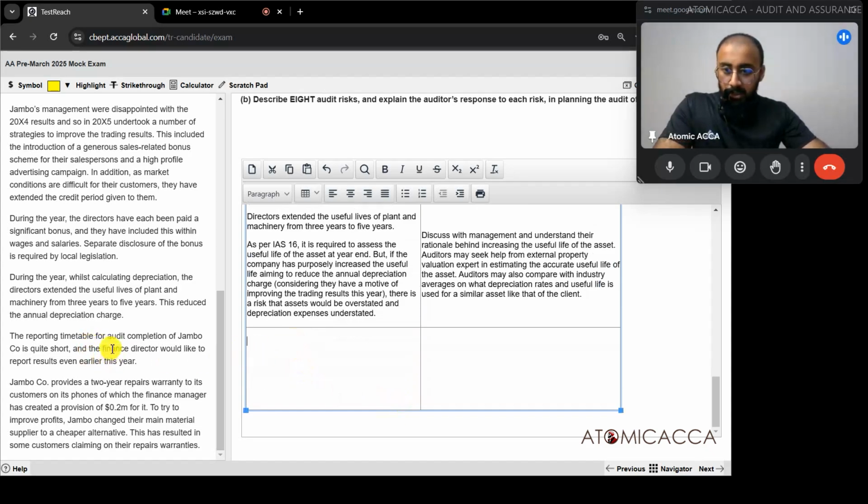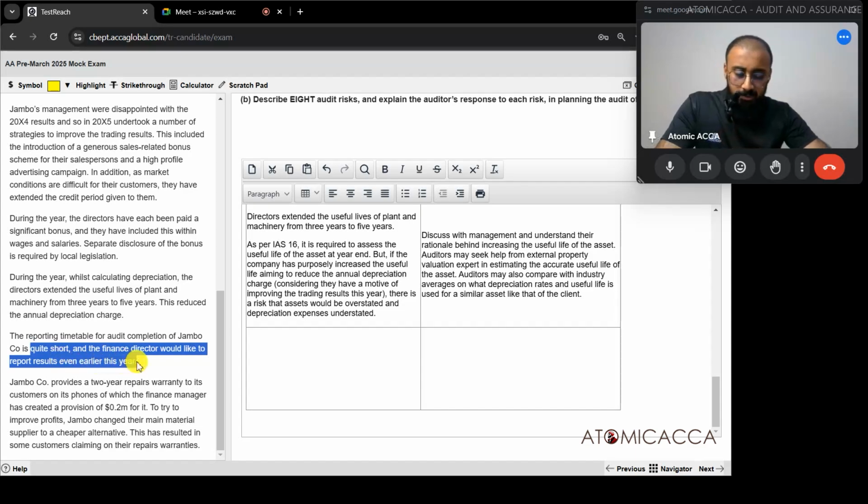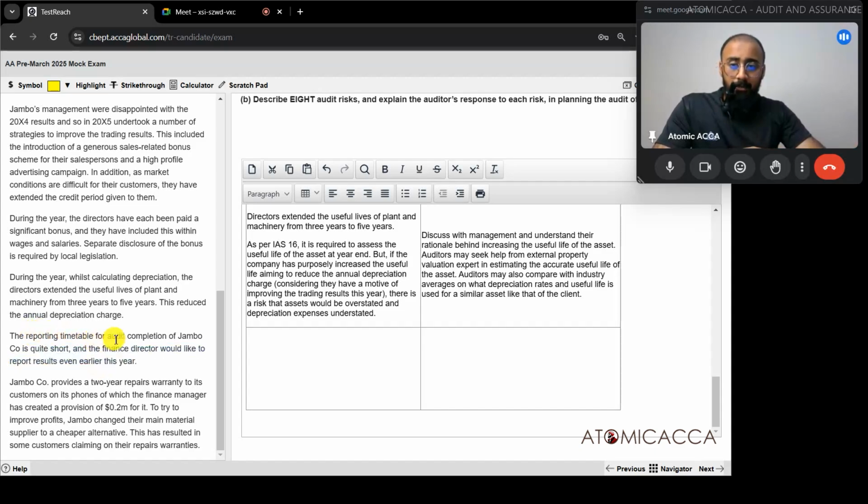So let's move to the last one. Reporting timetable for audit completion of Jambo company is quite short, and the finance director would like to report the results even earlier this year. Finance director means from the client side. They want to report it earlier, and the reporting timetable for audit completion is very short. It means that we are put in a strict timetable over here in order to finish the audit faster.